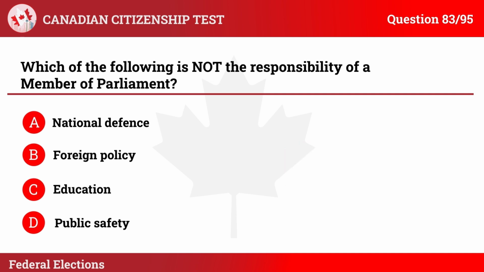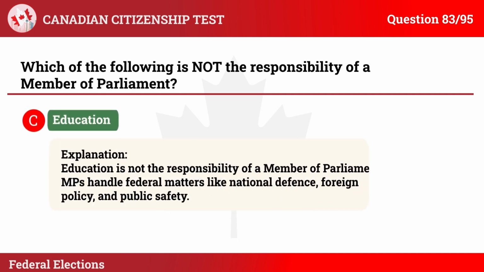The correct answer is C. Education. Explanation: education is not the responsibility of a Member of Parliament. MPs handle federal matters like national defence, foreign policy, and public safety.